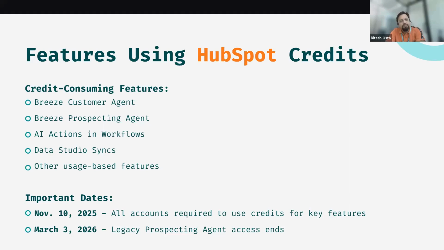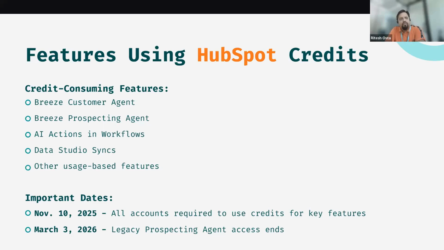So Breeze Customer Agent, Breeze Prospecting Agent, AI actions in workflow. For example, if you're using a workflow to enrich certain fields, then you will have to use credit. Data Studio syncs. Okay, if you want to sync Data Studio and other usage-based features, for example, enrichment of website visitors. So if there are companies visiting your website, and you want to enrich those companies, that means you want to download those companies and add them into your account module, then you'll have to buy credit, right?